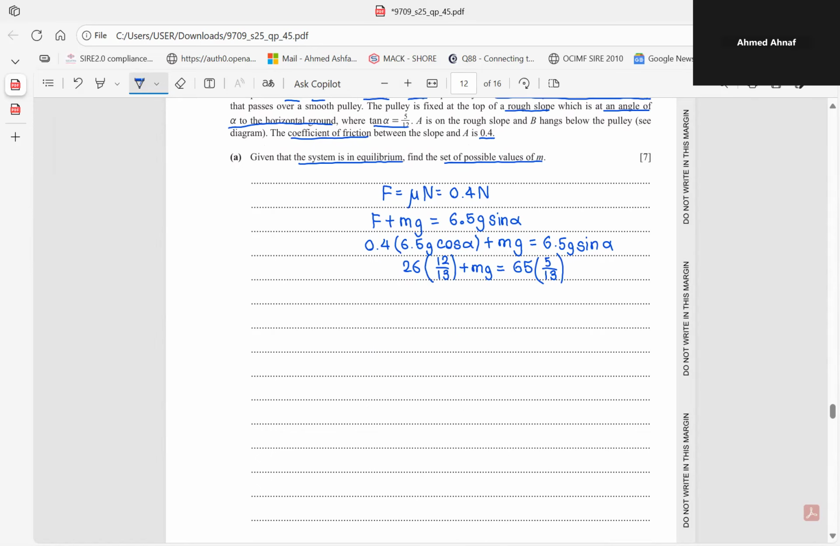Okay, so this would just be 24 plus mg equals 65 divided by 13 times 5. That's 25. And so mg is just equal to 1. So m is just 1 over g. That would give us 0.1 kg. So this is the first value of m.